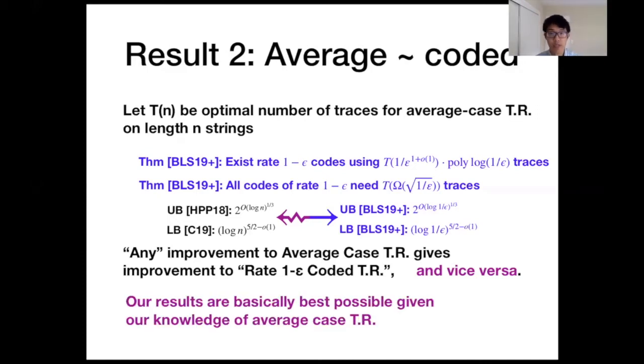Another way you can think about our results is that our results are basically the best possible given our knowledge of average case trace reconstruction. If you were to get any improvement to coded trace reconstruction, either in the upper or lower bound, that's substantial, then that would imply a corresponding improvement to the best upper and lower bounds for average case trace reconstruction.